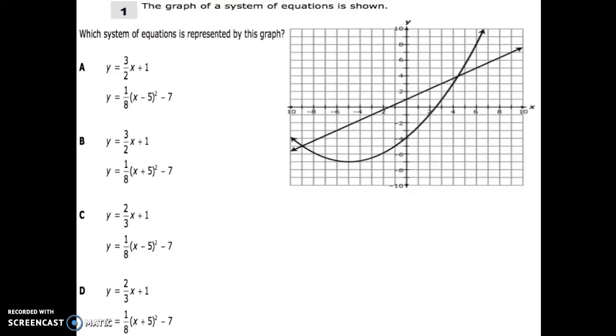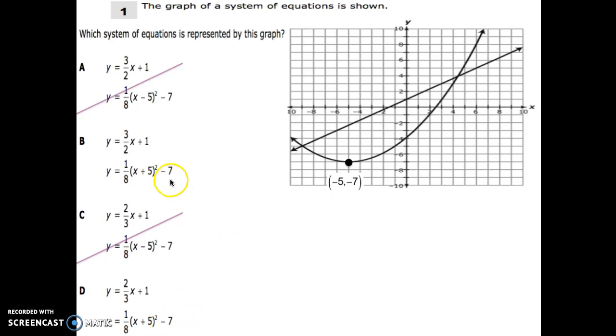Alright, everybody. So question number one, our best bet is to focus our attention on the vertex of our parabola. Our vertex is located at -5, -7. Now, because the vertex is at -5 for the x value, that means you're going to have +5 on the inside of our equation. So we can cross off A and C. Okay, we want a +5 on the inside, -7 on the outside based on the vertex.